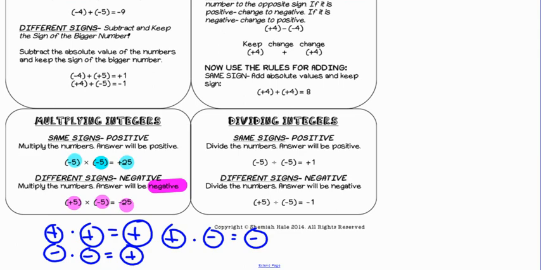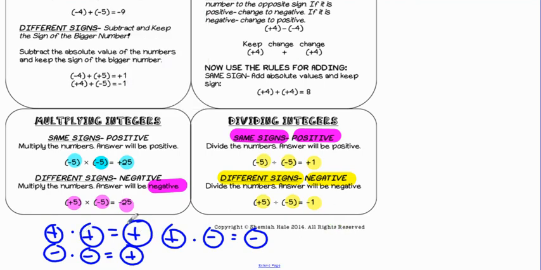Good news is, same rules apply for division. As long as my signs are the same, if I have two negatives or two positives, my answer will always be positive. For example, if I have a negative 5 divided by negative 5, I now get a positive 1. Same rules for dividing integers as multiplying. If my signs are different, if I have a positive and a negative, no matter what, my answer will be negative. So positive 5 divided by a negative 5 will give us a negative 1.